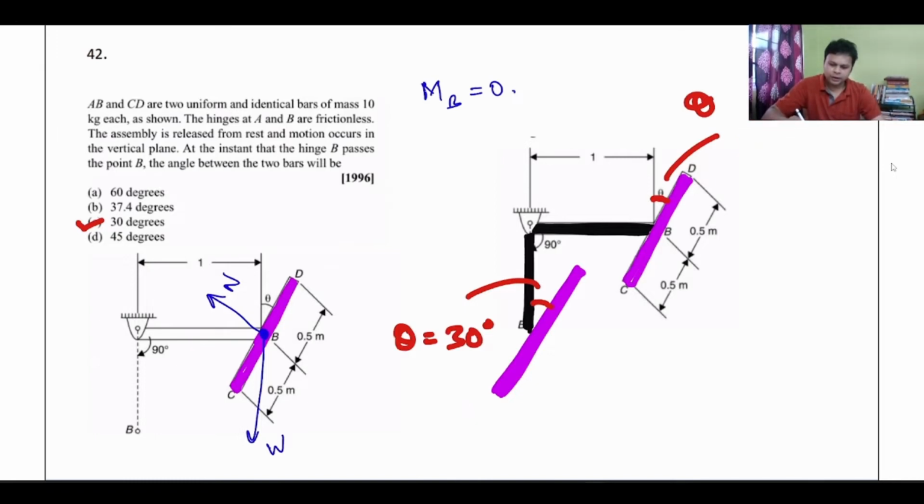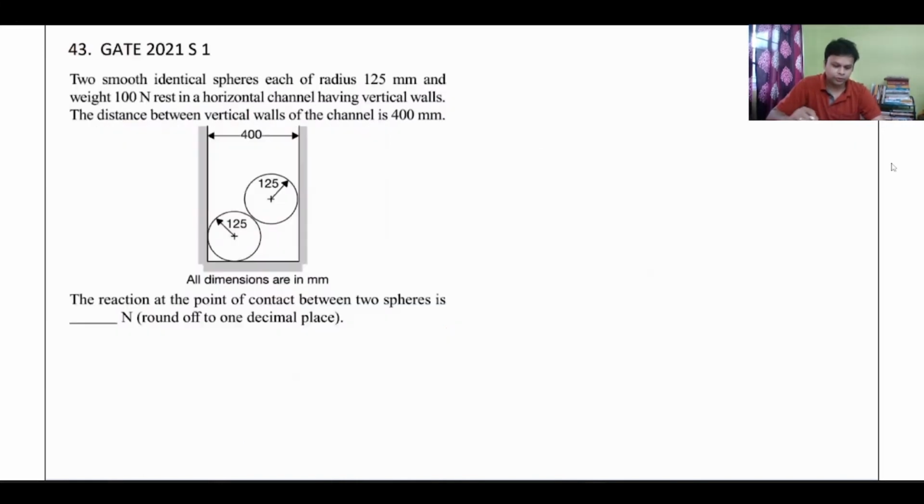And this angle theta should be given in the question, that this theta is equal to 30 degrees. Right? I hope it is clear to all of you. So let us move on to the next question.